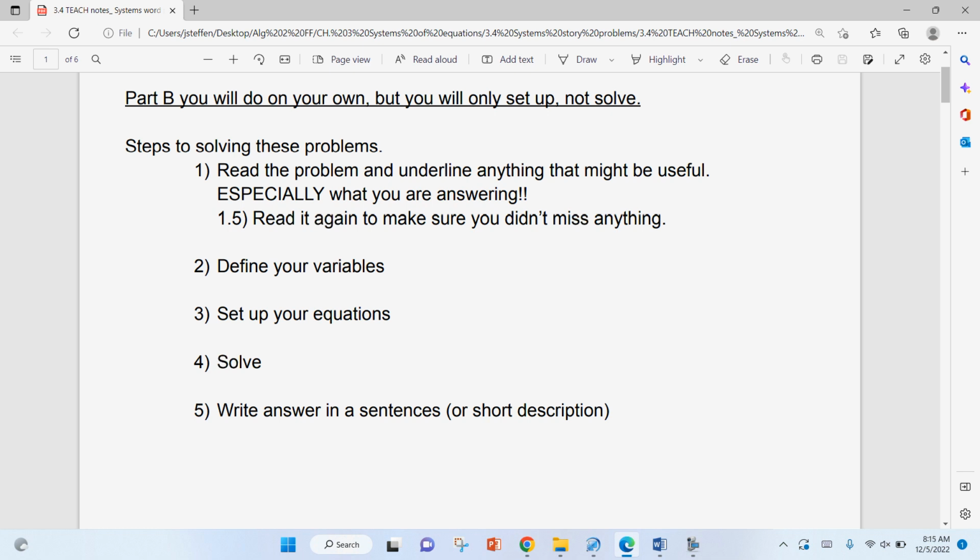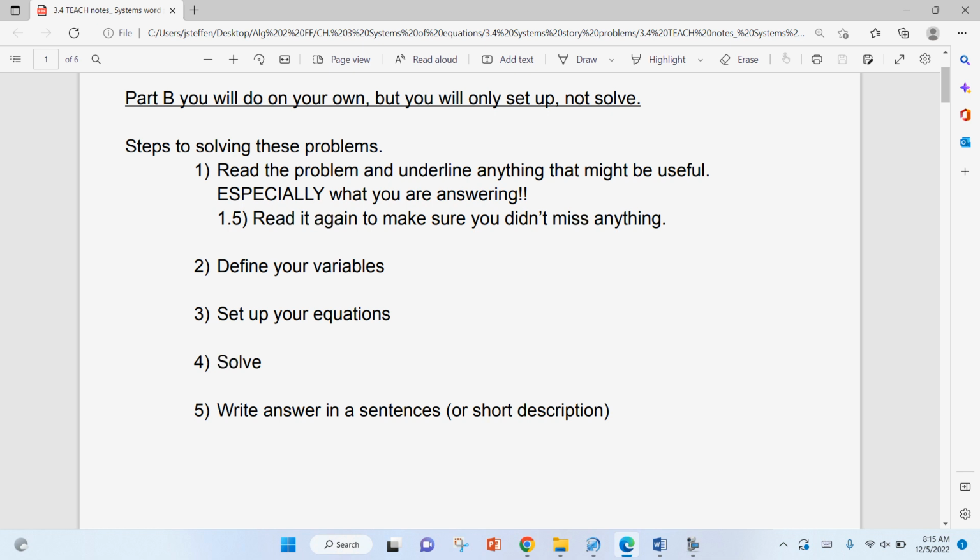Step 2, define your variables. Not a hard step. Just have to say like P is equal to pancakes and S is equal to sausage. Something like that, where you're just defining what variables you're using. Step 3 is set up your equations. Again, that's really the new part. And then after that, solving it. This is the same thing we've done for a little while. And then step 5, write your answer in a sentence or brief description.